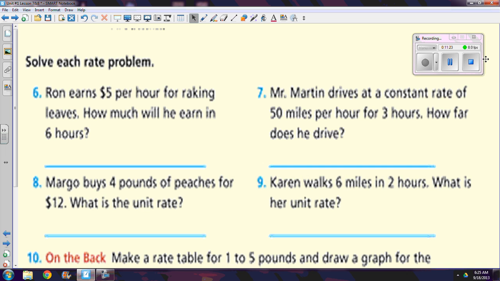All right, let's take a look at 6 and 7. Ron earns $5 per hour for raking leaves. How much will he earn in 6 hours? So we have $5 per hour, but if he works 6 hours, you'd have to do what? Your unit rate would be $5 per hour. For 6 hours, you take 6 times 5, and you'd end up with $30.